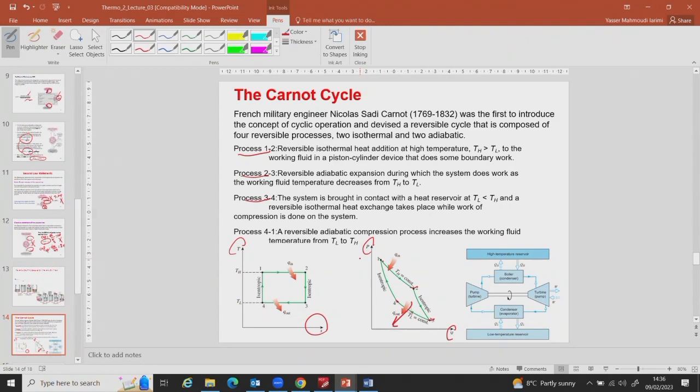Now, this is the answer to what we said earlier. We asked the question, if I cannot achieve 100% efficiency for a heat engine, what would be the best cycle that I can theoretically design to operate between the high temperature source and the low temperature source and give me the maximum efficiency? It is called the Carnot cycle. The same terminology applies to refrigeration cycles as well.